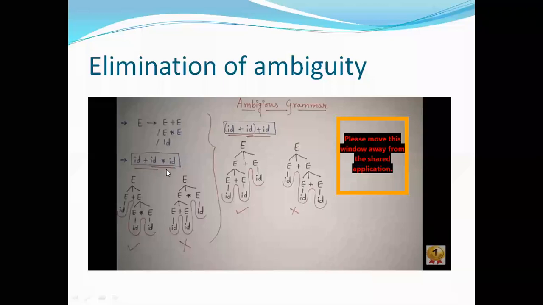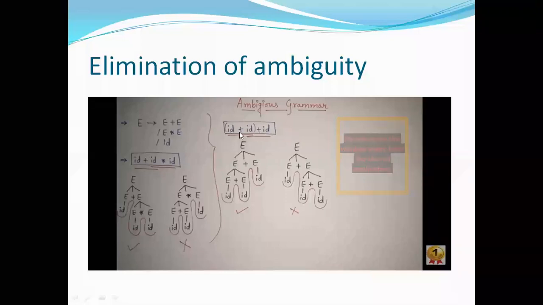Why? Because in the given string the highest precedence is star. So first we follow from left to right. We process the star, and id star id is the correct one. So this id and star id is multiplied and that result is added to this id. So this derivation tree is correct. This one is wrong, because first id plus id is added and the result is multiplied with the id. So this is the wrong derivation tree. So we have to remove the ambiguity.